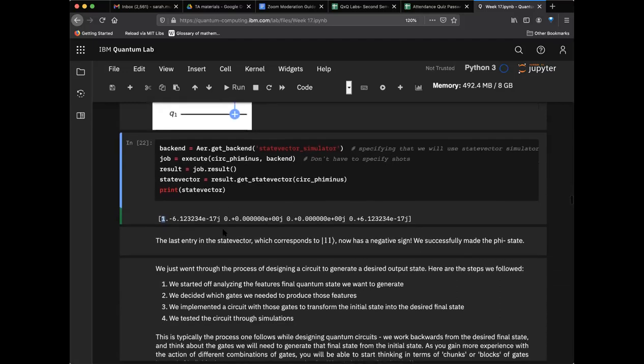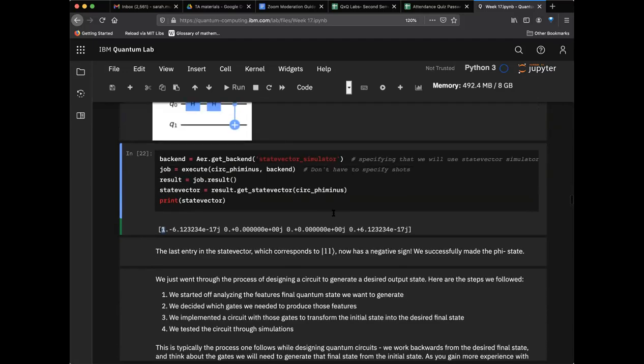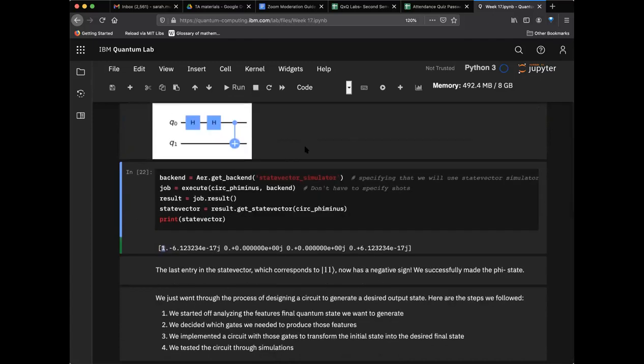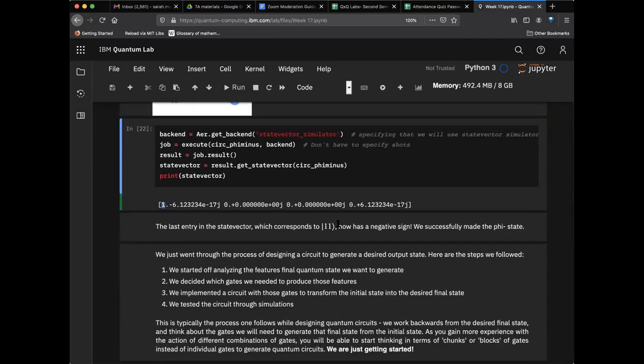But yeah, we successfully made the phi plus state, and then we got distracted and made some other states, but they were pretty fun states too. And they all illustrate really important points on the Bloch sphere. I definitely highly recommend you continue thinking about these questions and asking them. Like, what happens if I put this state instead? Or what happens if I use this gate?